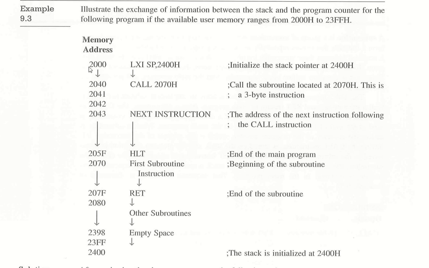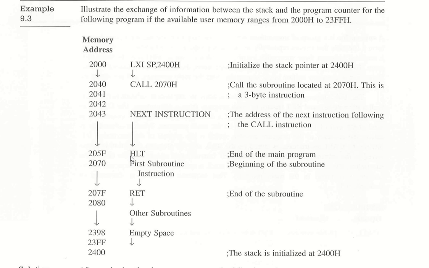2000. Then we use the call instruction at 2040H to call the subroutine which is located at 2070H, which is a 3-byte instruction. So see, we skip 2041, 2042 and then directly jump to 2043. Before that, the address of the next instruction will be following the call instruction. So 205F will have HLT, which will be the end of the main program.